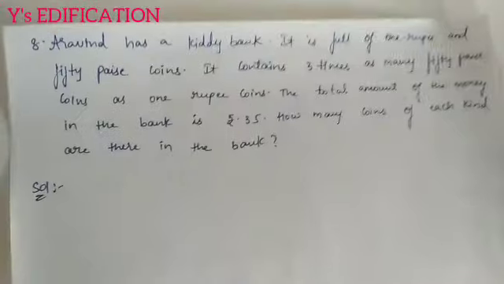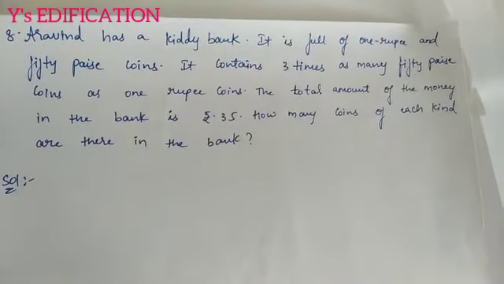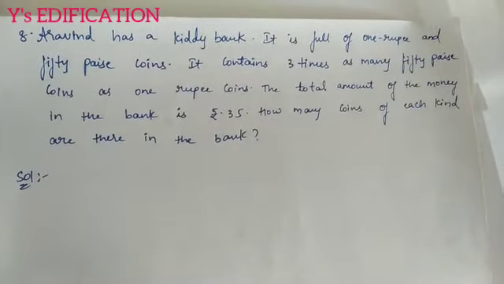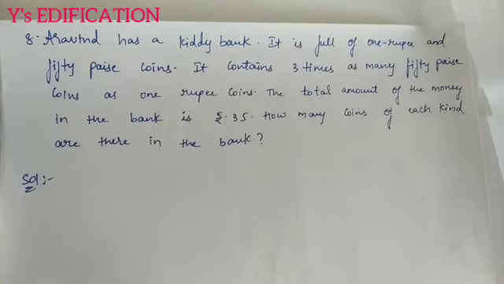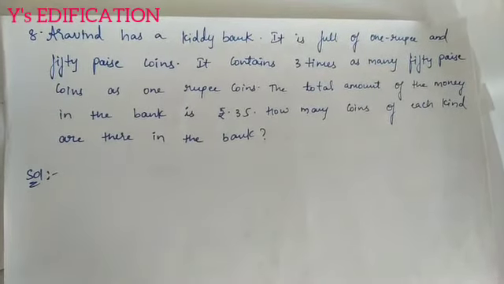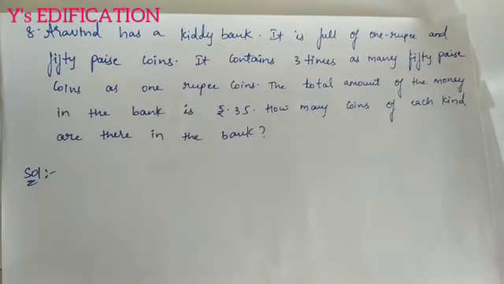Okay. Coming to the next question. Aravind has a kiddie bank. It is full of 1 rupee and 50 paise coins. It contains 3 times as many 50 paise coins as 1 rupee coins. The total amount of money in the bank is rupees 35. How many coins of each kind are there in the bank?